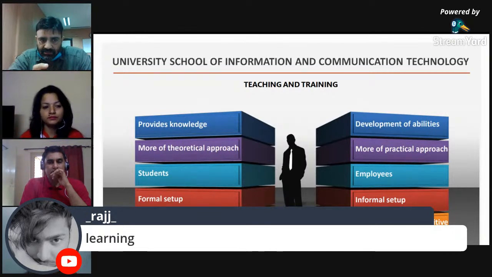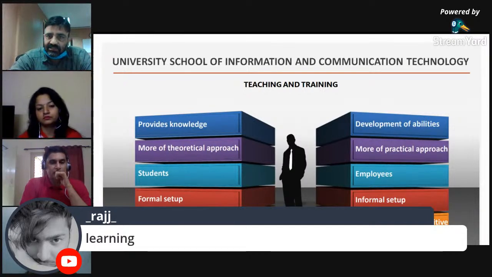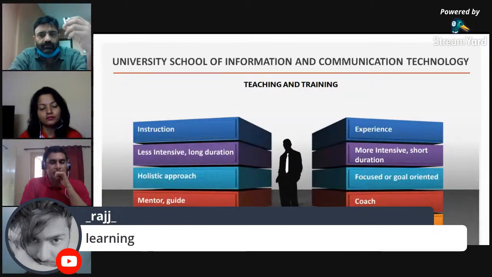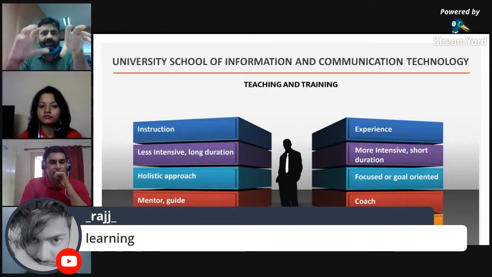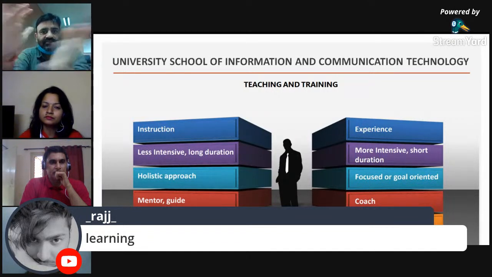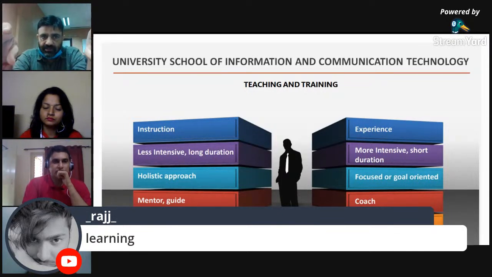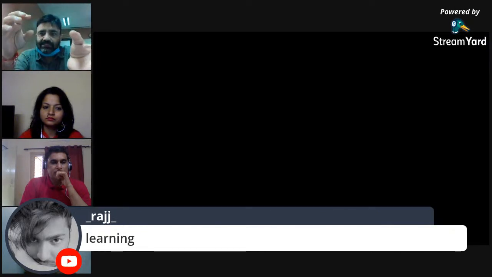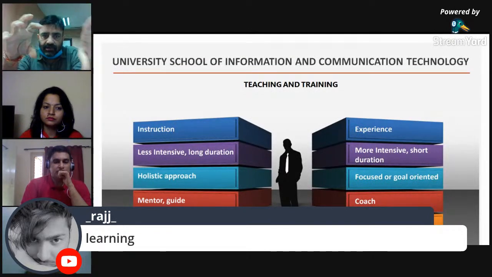In case of teaching, the thing which we involve is the cognitive skills for the particular teaching practice, and in the case of training we involve complex cognitive skills. I will show you one more example from where you can easily identify who is the trainer and who is the actual good teacher. So in case of instruction, we follow the teaching. In case of training, we use the experiences. So less intensive and long duration is the part of our teaching practice, and more intensive and short duration is involved in the training part.